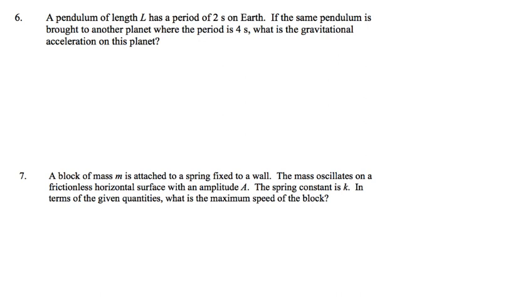Now for problem 6, it says a pendulum of length L has a period of 2 seconds on the Earth. If the same pendulum is brought to another planet where the period is 4 seconds, what would be the gravitational acceleration? There's a few ways you could do this problem.